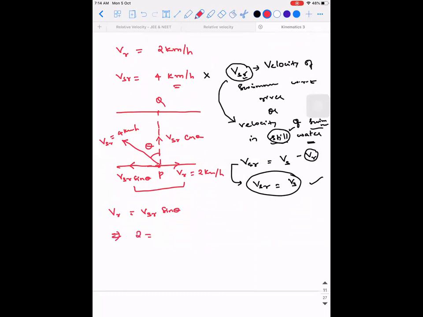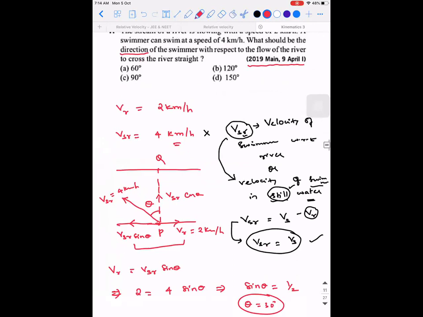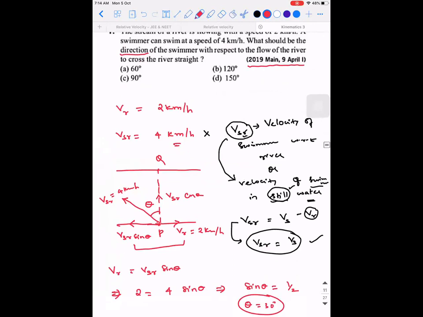So VR is equal to 2, VSR is 4, 4 times sin theta, which implies sin theta is equal to how much? Half. Theta is equal to 30 degrees. Sometimes what they will do is, one of the options they'll give you as 30 degrees also. You will get confused. But what is the answer? Fortunately, here there is no 30 degrees. So 90 plus 30, because they've asked with respect to the flow of the river. So answer is 120, guys. 120. I hope it is clear.